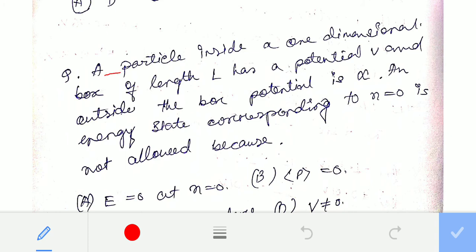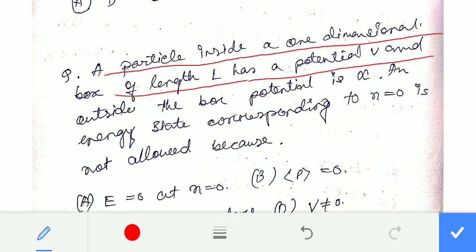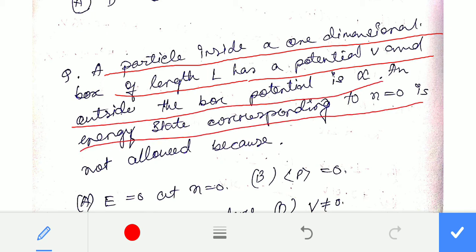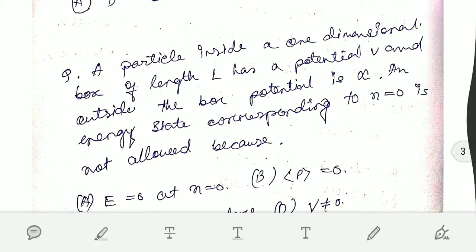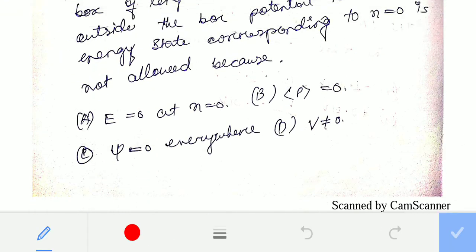A particle inside a 1D box of length L has a potential V, and outside the box the potential is infinity, and the energy state n equal to 0 is not allowed, right? So the question is basically asking why, when n is equal to 0, the energy state is not allowed, that is E is equal to 0, which is not allowed actually.